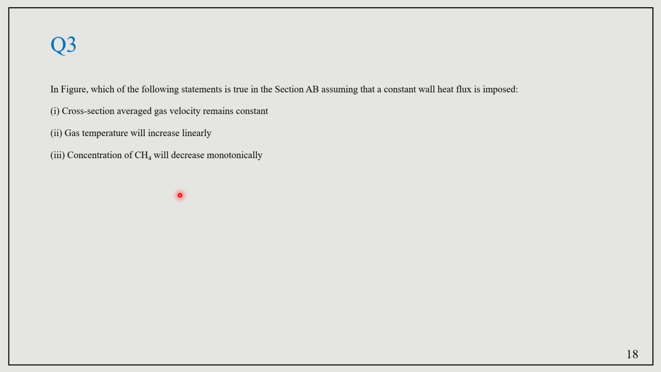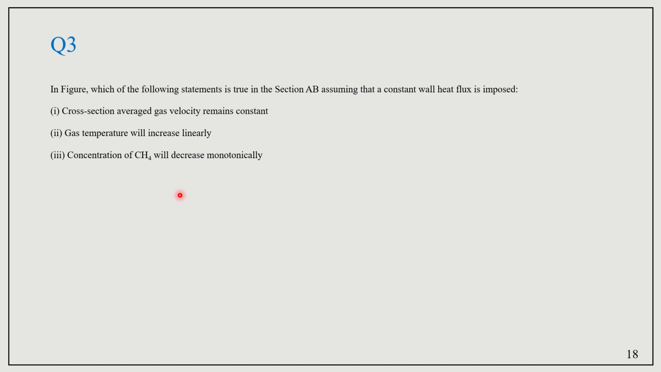Second one, gas temperature will increase linearly. In the A and B zone, between the planes A and B, where we are preheating the reactants, we can say that the gas temperature will increase linearly because we are heating the reactants. We want the reactants to be at a higher temperature, so 800 degrees Celsius approximately. From the inlet to the B section, we are heating the reactants. So obviously the gas temperature will increase linearly.